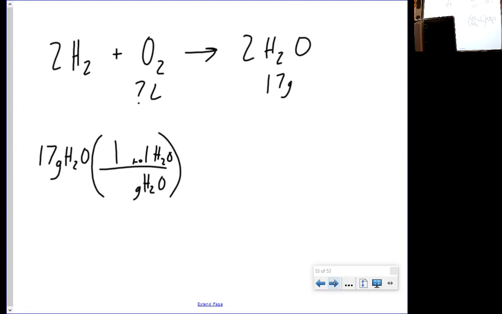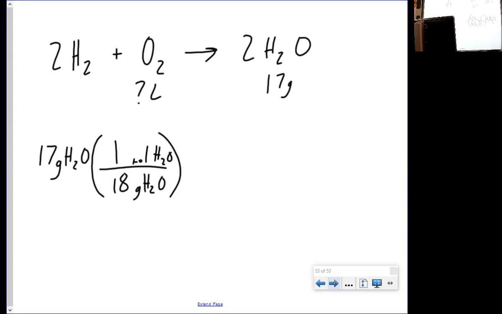H: how many do we have? 2. And what about O? 15.9994, aka 16. H was 2 because there's 2 of them, and there's one O at 16. 2 plus 16 is 18. Everybody good? If we stop there, we'd have moles of water.